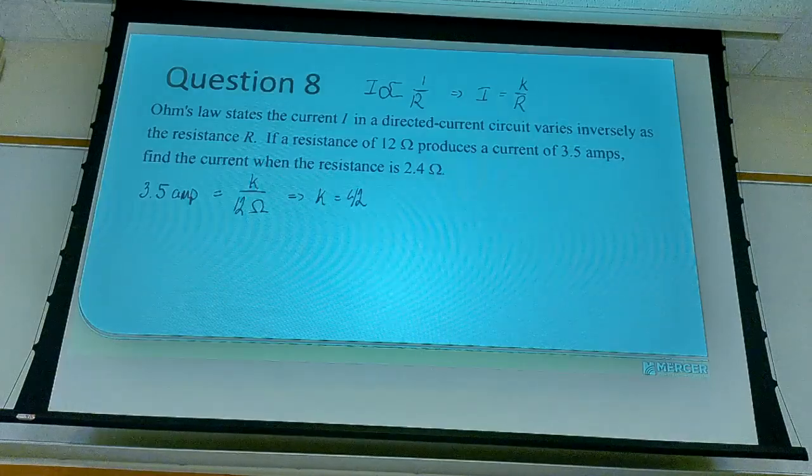Oh, wait. So we just did 12 ohms times 3.5 amps. So what's the units? Realistically, it'd be voltage. Is ohm times amp voltage? Yes, current times resistance is the voltage in a circuit. That's what Ohm's law states. Voltage is current times resistance.